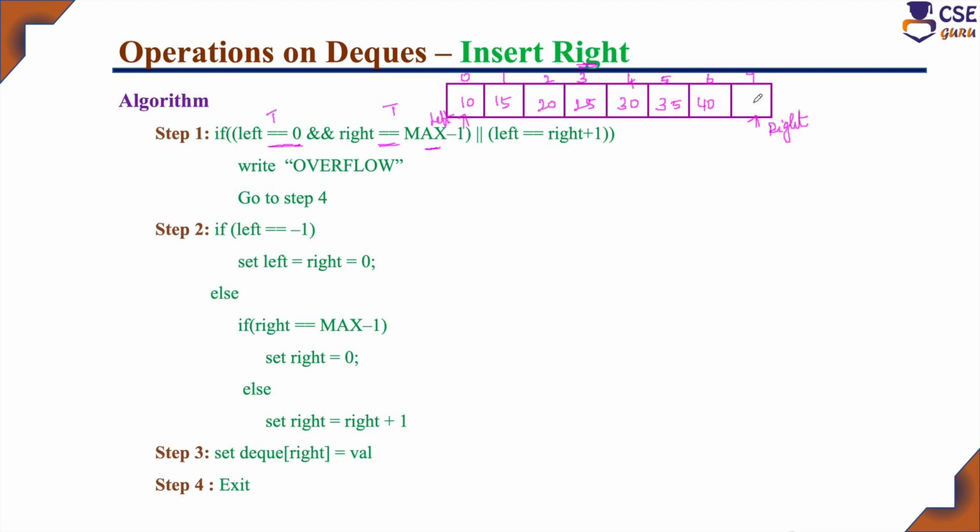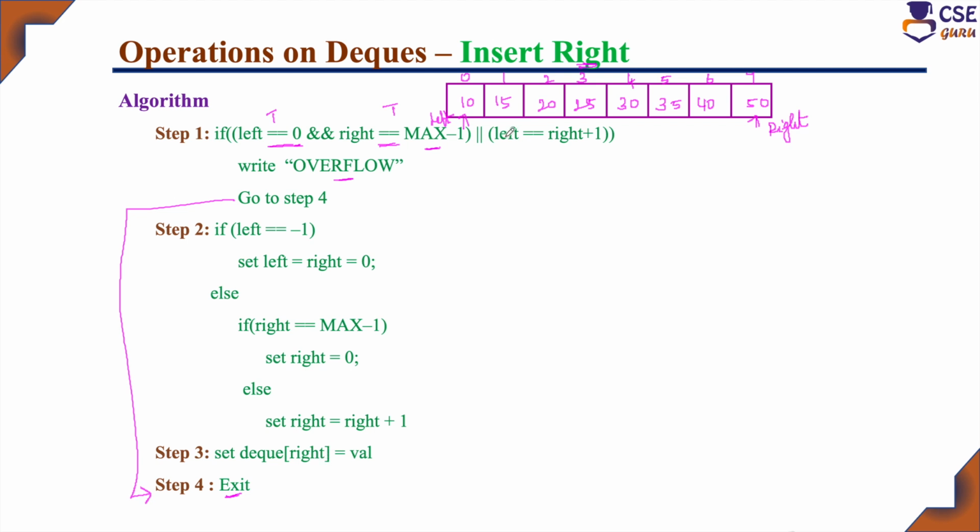In that case, you cannot perform a new insertion. Left is pointing to 0, right is pointing to max minus 1. All the memory locations we have allocated already hold elements. Now, if you want to perform a new insertion, it is not possible. So, it will write overflow condition and go to step 4 and exit. Insertion is not possible. That is the meaning.